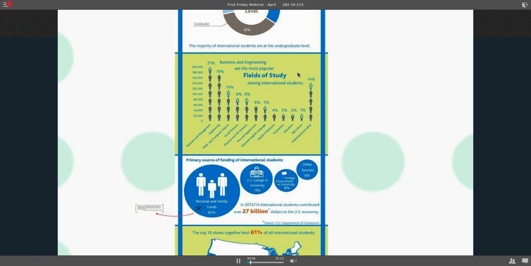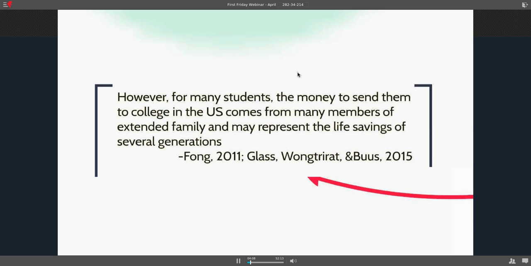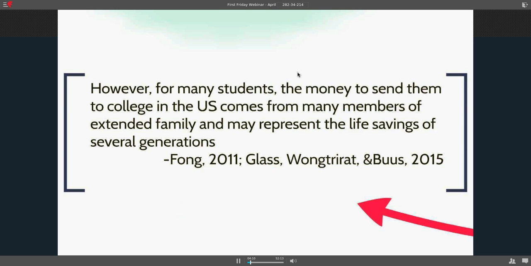While that may be the case for some students, several research studies have found that for a lot of students, that money is not just coming from their parents, but from many members of the family spread over several generations. So when we're thinking about some of the pressure that our students face, and we're going to talk about perfectionism in a little bit, it's important to keep in mind that some of the students we're working with might have the entire life savings of maybe 15 different members of their family invested in their ability to come to the United States and pay that tuition and study.